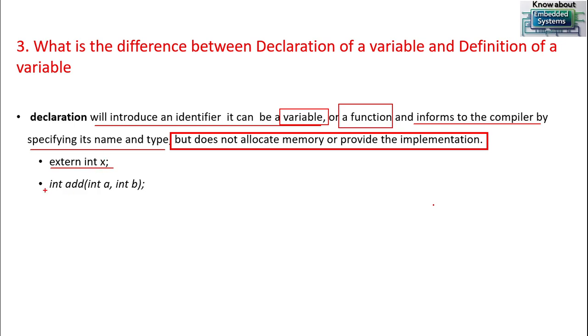This is one way, and one more way is we can declare a function. You can see here, this is called function declaration. When I declare it here, the compiler will understand that there is a function, and it will not allocate any memory. So this is called declaration.